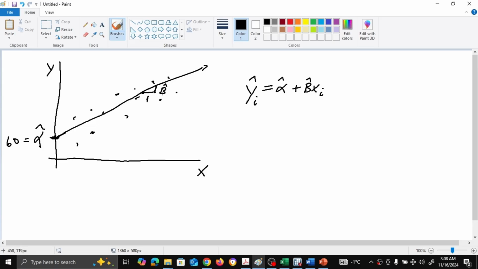And then the beta hat: when x increases by 1 unit, by how much does y increase? I didn't draw it to scale here, but this should be 5. So anyways, you can just write the best fitting line as follows: 60 plus 5 times xi.